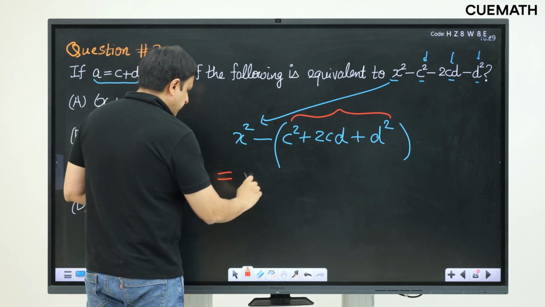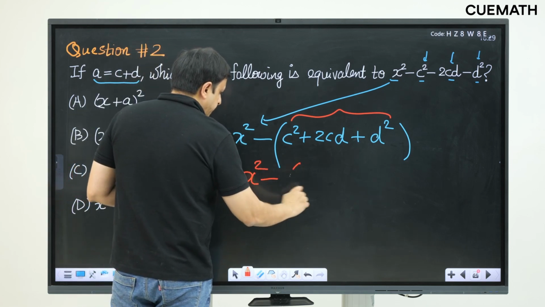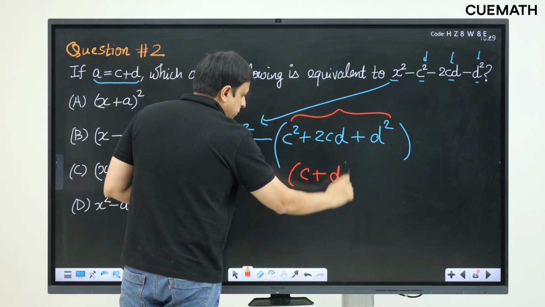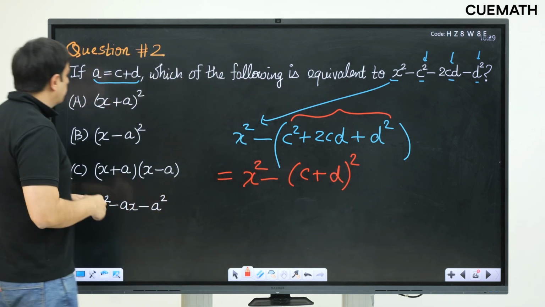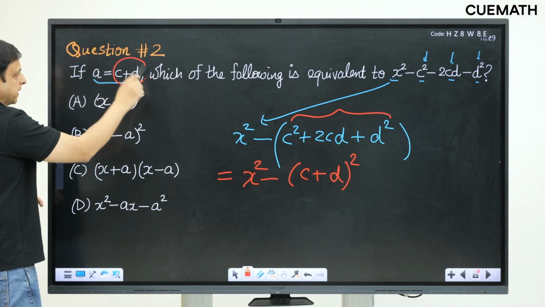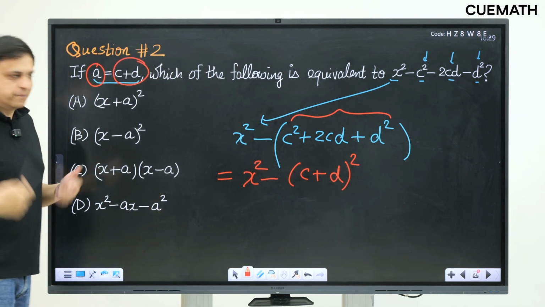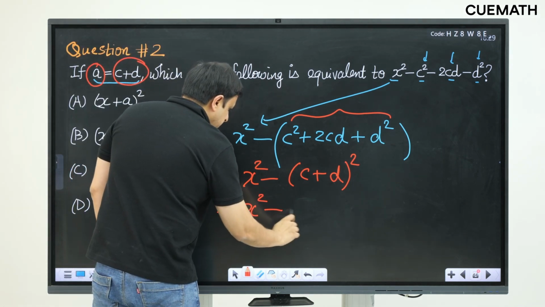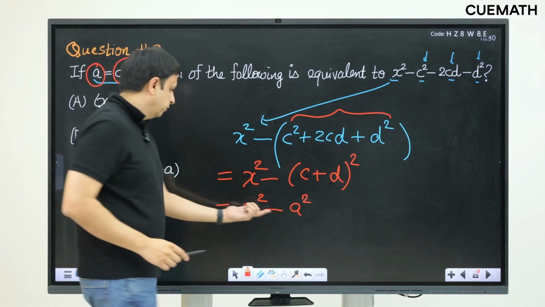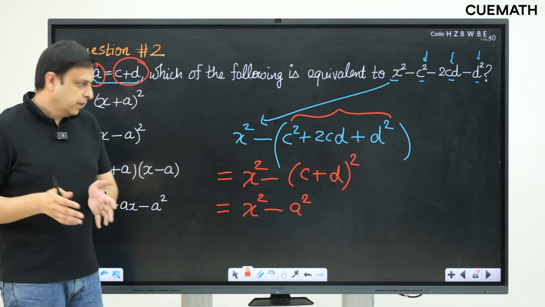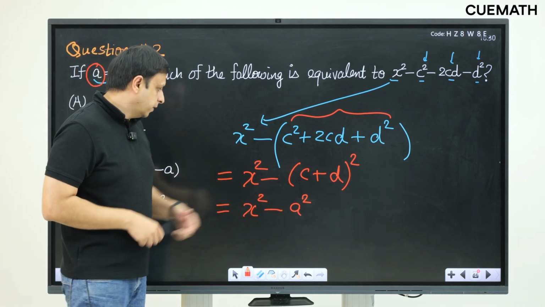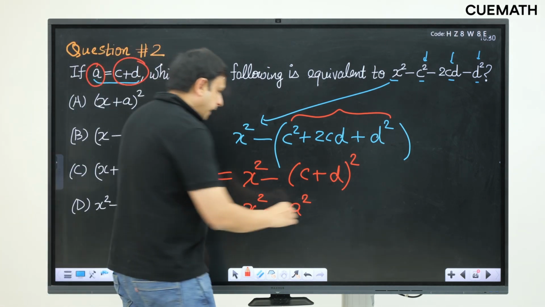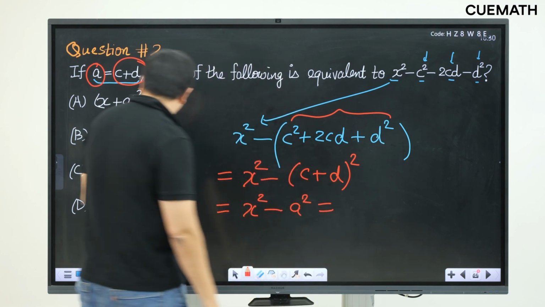So what we get here is x square minus (c plus d) whole square, but we also know that c plus d is equal to a. So this is equal to x square minus a square, and now we can apply the special product for this expression, x square minus a square. It can be written as (x plus a) times (x minus a).